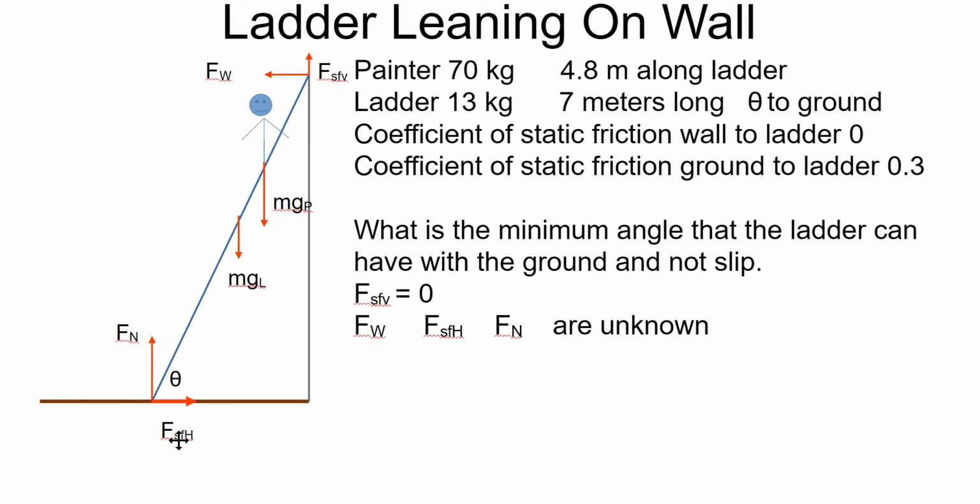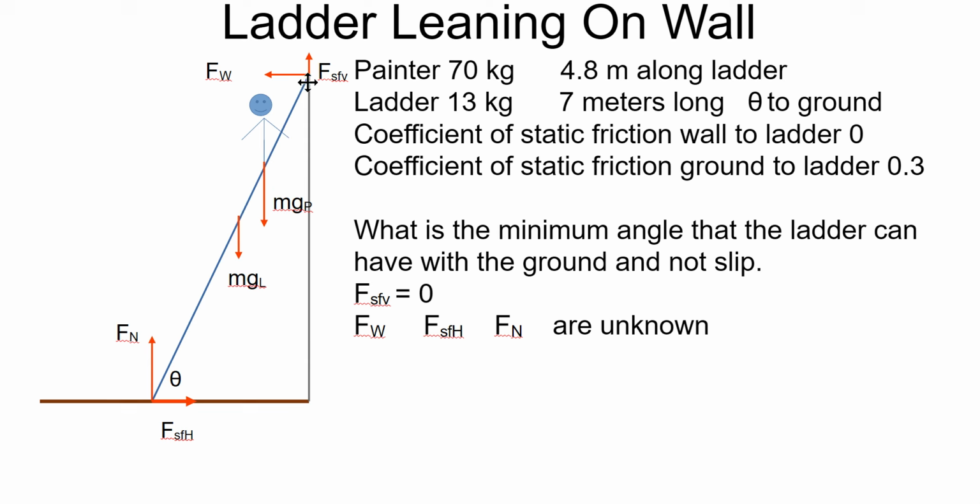So static friction, H for horizontal, is my notation here. And that frictional force is going to be acting to the right. Static friction acts in a direction to minimize motion, and we want the ladder to stay there, so we need a force off to the right to hold the ladder in place. We have the mass of the ladder times g giving a weight acting down at the center of mass of the ladder, and we have the painter, mg for the painter, the weight of the painter acting vertically downward.